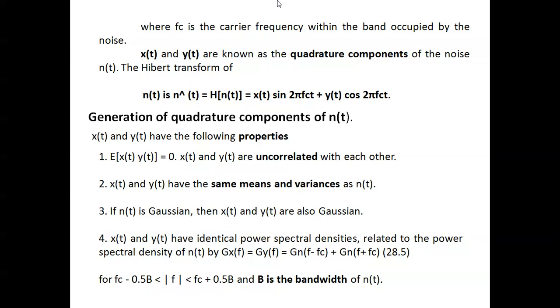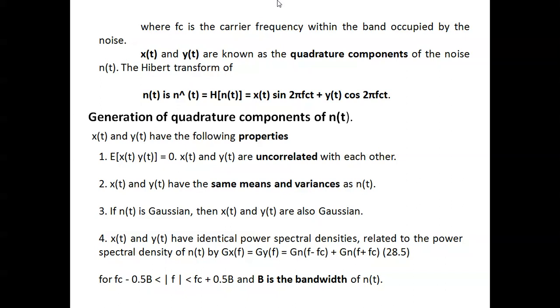So now we have the quadrature components of n of t. You know n of t is a narrowband noise equation, so this is the generation of quadrature components. There are two signals here, x of t and y of t, with the following properties. The expectation of x of t and y of t are both 0. If it is 0, then x of t and y of t are uncorrelated with each other.